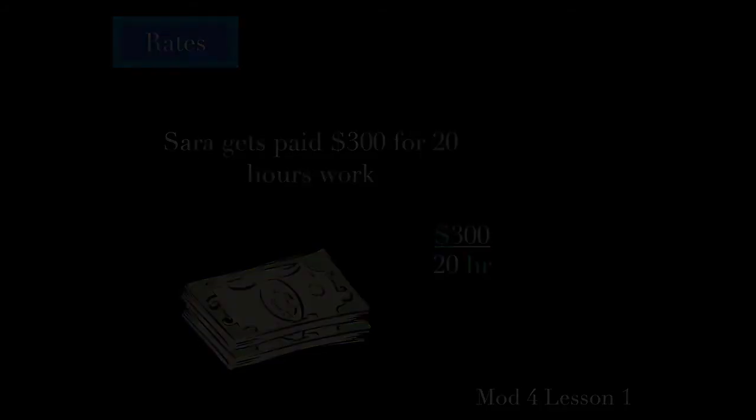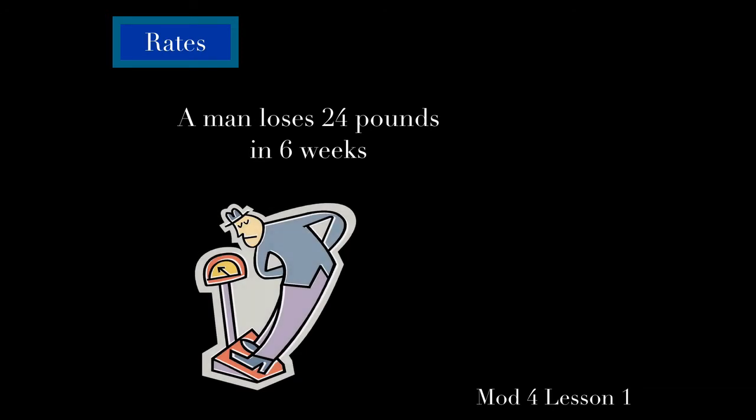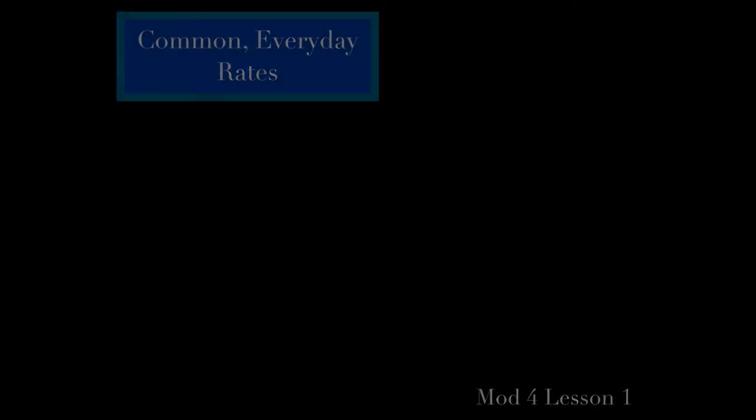How about one more, right? Let's say a man loses 24 pounds in 6 weeks. So this time we're comparing pounds to weeks, and that would be 24 pounds for 6 weeks, all right? So these are what are called rates. I don't want to take a lot of time on this because I think it's pretty easy and because it's going to lead us into the next thing, which are called unit rates, right?